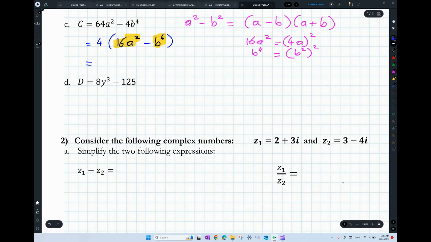And if I apply that pattern, I will have 4a minus b squared times 4a plus b squared.